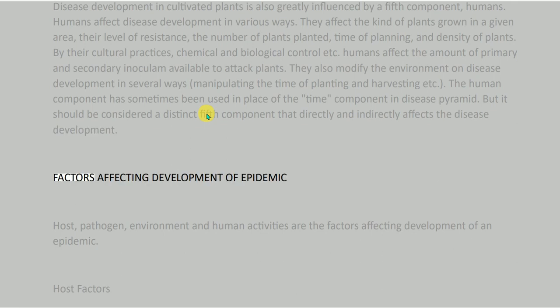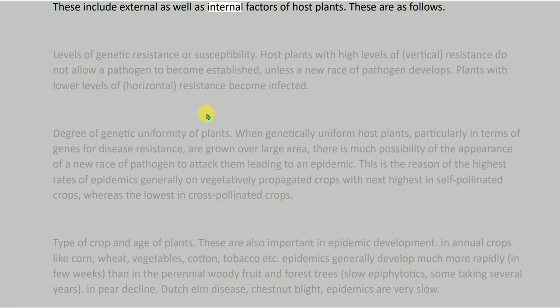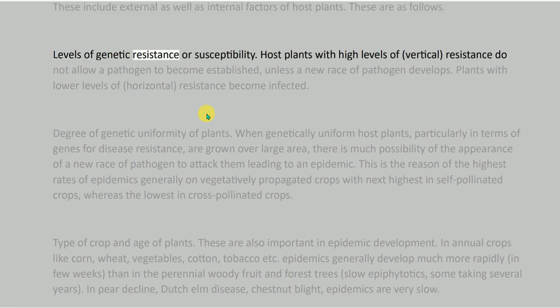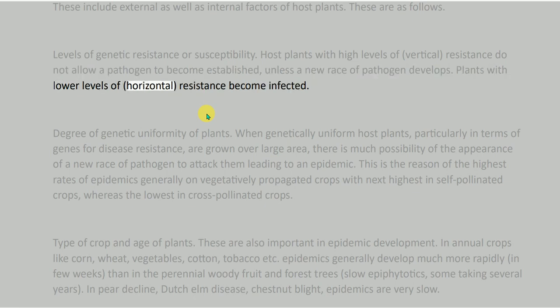Factors affecting development of epidemic. Host, pathogen, environment and human activities are the factors affecting development of an epidemic. Host factors. These include external as well as internal factors of host plants. These are as follows. Levels of genetic resistance or susceptibility. Host plants with high levels of vertical resistance do not allow a pathogen to become established unless a new race of pathogen develops. Plants with lower levels of horizontal resistance become infected.